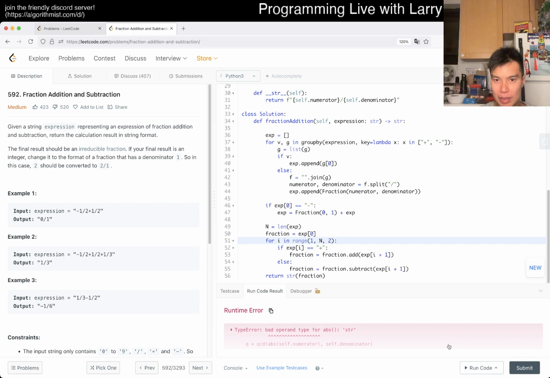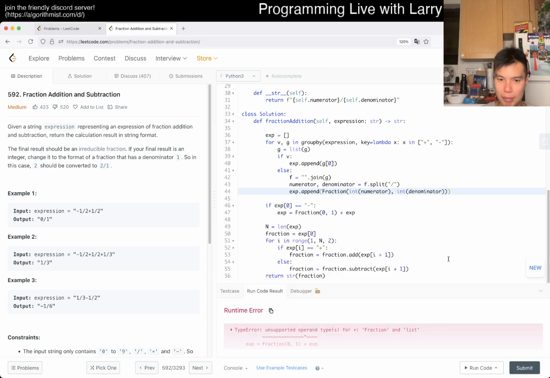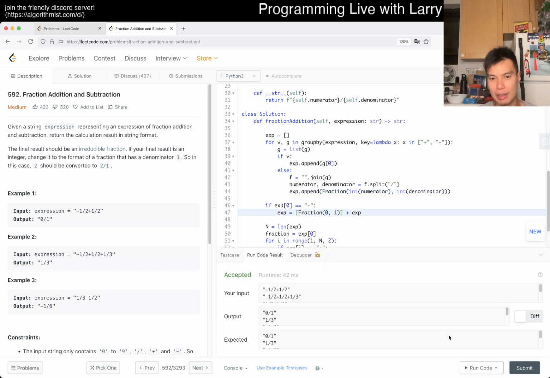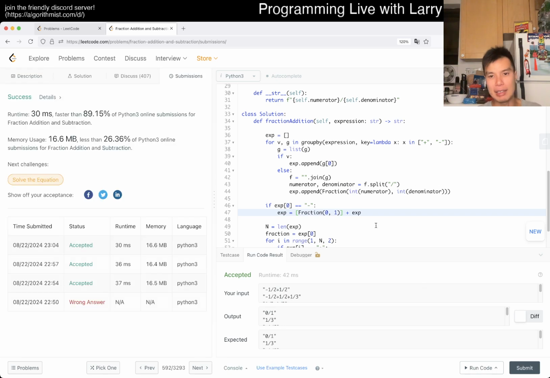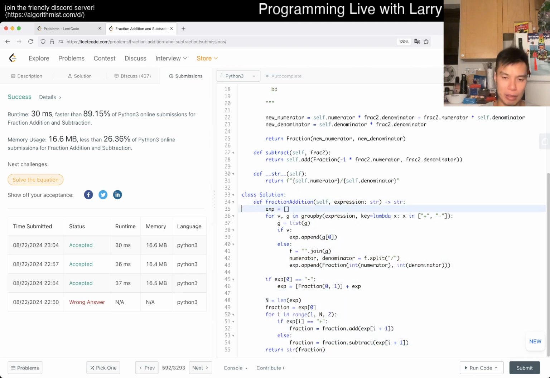Absolute value. I mean, these are strings, that's why. So I have to do int of this. Oh, whoops. Just to string concatenated, and as you can see, that works. And that's basically what I would have done for the parsing if I was trying to do it as quickly as possible, right? Just getting out the things.